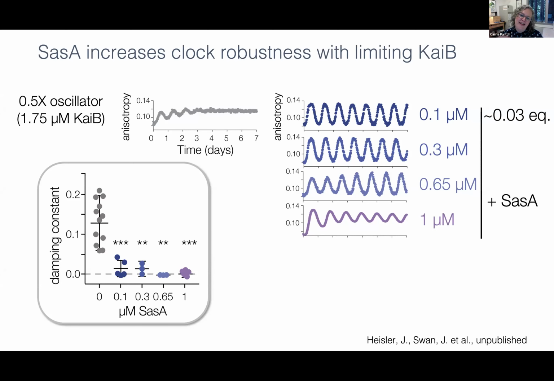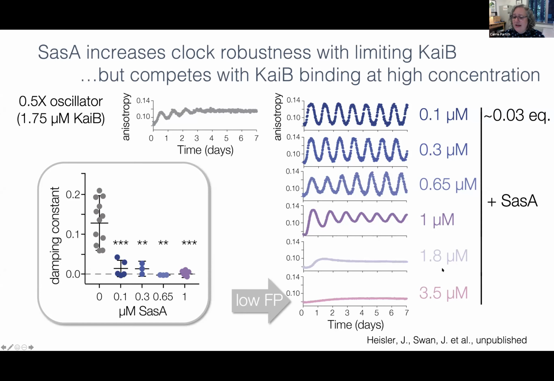So here we're seeing the side of cooperativity enhancement, but because SAS-A does compete for binding to the same exact site, we found that if we increase the concentration of SAS-A equivalent to that of KaiC, we actually can effectively compete out all of KaiB. And so there seems to be this nice edge between cooperativity and competition where SAS-A plays a role in tuning the robustness of the clock.